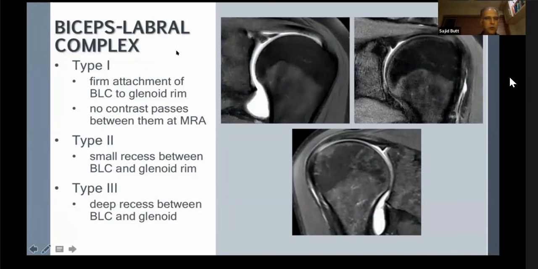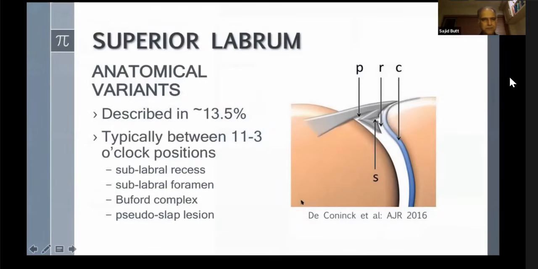You have got quite a big variety of the various attachment patterns of the biceps to the labrum. Normally, it is firmly attached here with a good bit of cartilage underneath. Sometimes you get a little bit of a recess developing underneath. This recess is pointing towards the medial side and hence is normal. So that's the type 3 attachment. A type 2 attachment is when you get a small recess just underneath here. And a type 1 is when there's no recess at all. Okay? So that's the normal attachment patterns of the biceps to the superior labrum.